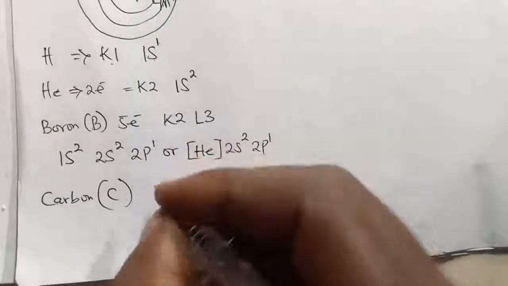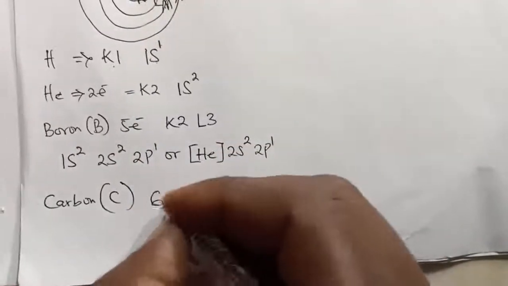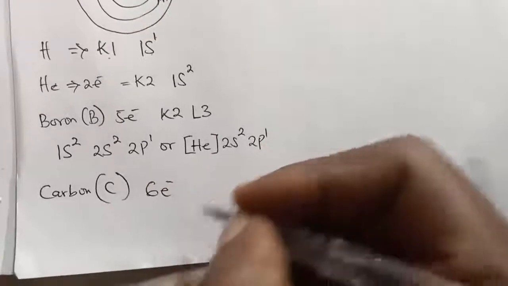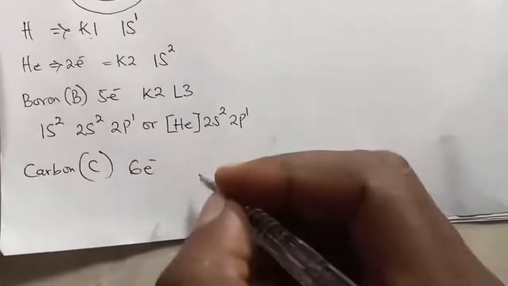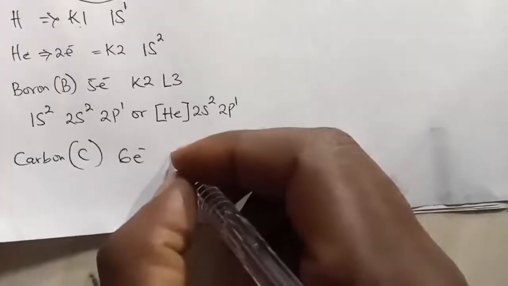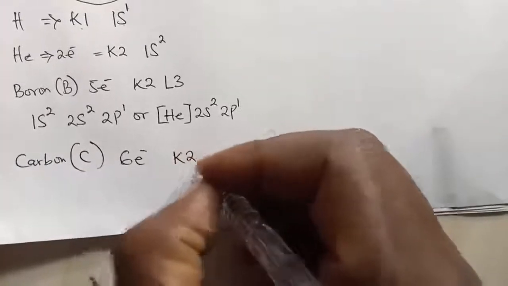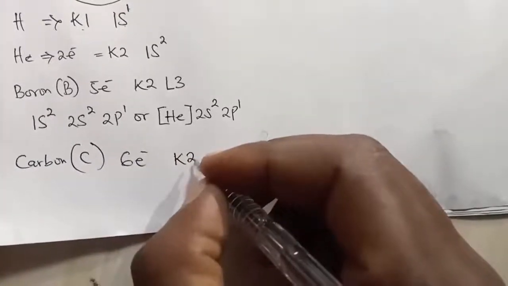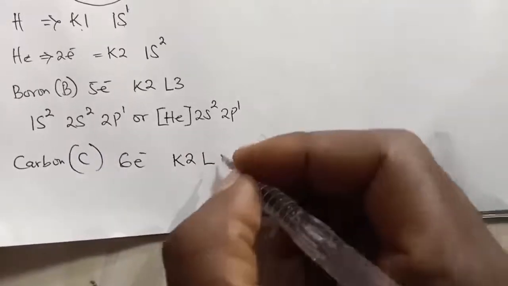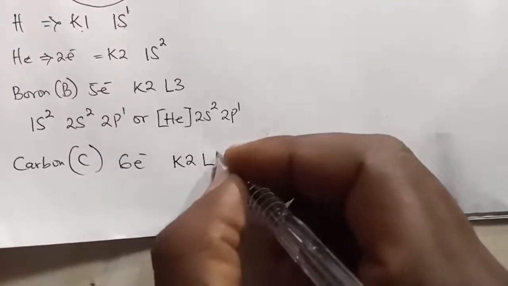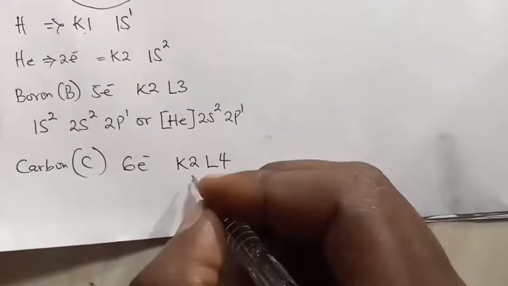Now carbon has 6 electrons. So it has 6 electrons, 6 protons, and 6 neutrons. It means that K will take 2. If K takes 2, 4 is remaining. L, remember, is supposed to contain 8, so it will now take the remaining 4 that is left.